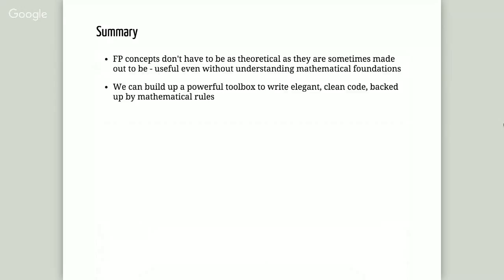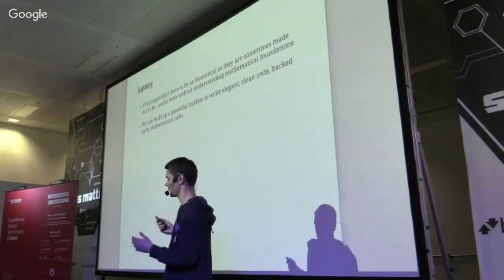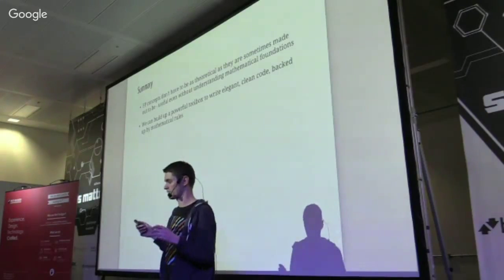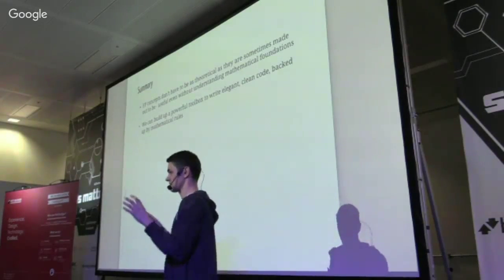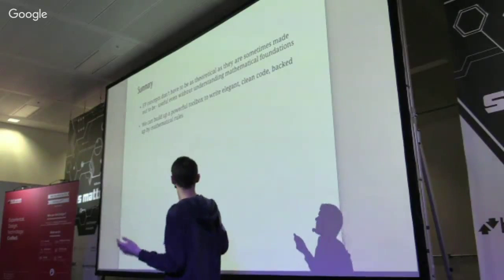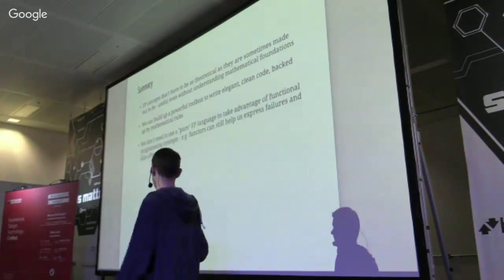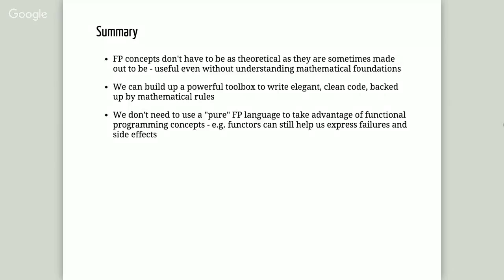And we can build up a powerful toolbox from these little tools like compose and using first-class functions and what have you, which enables us to write elegant, clean code, which is compact, but also easy to understand, and it follows known rules. And it's backed up by those mathematical rules. And we can even gain advantages without using a pure FP language. So JavaScript, for example, is not a strongly typed language, but we can still, I think, gain some of the benefits of working with these functional concepts.